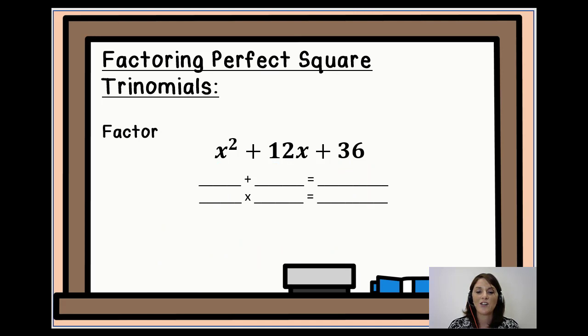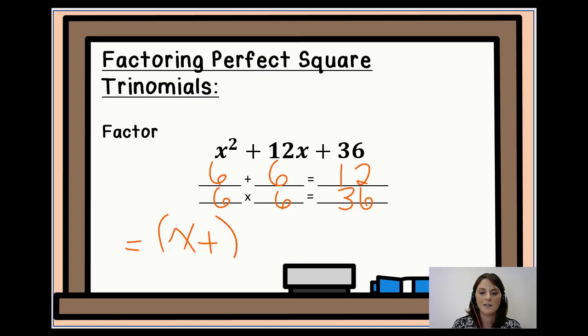Okay, so go ahead and factor x squared plus 12x plus 36. You're looking for two numbers that add to give 12 and multiply to 36. Go ahead. Did you find your numbers were 6 and 6? Great job. Let's go ahead and write our factors. So x plus 6 and x plus 6. Remember, because we have the same bracket written out twice, we can write it as x plus 6 all squared.